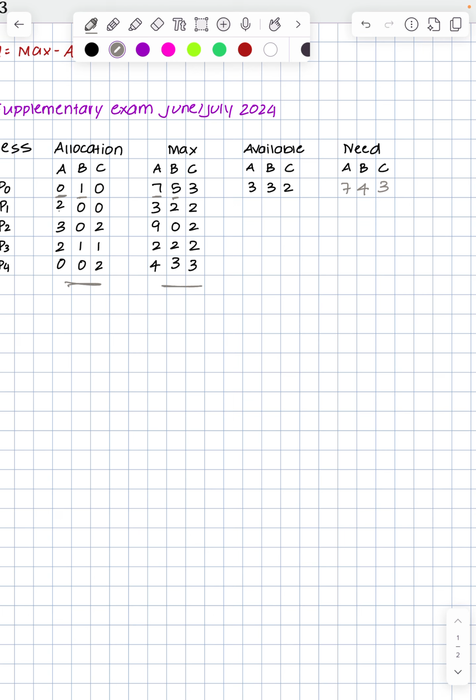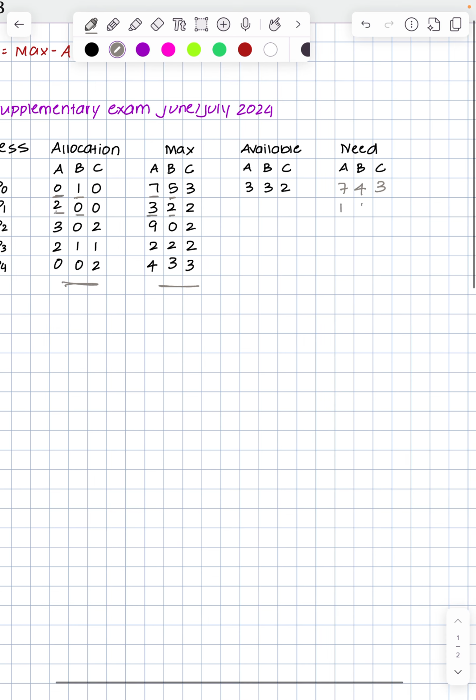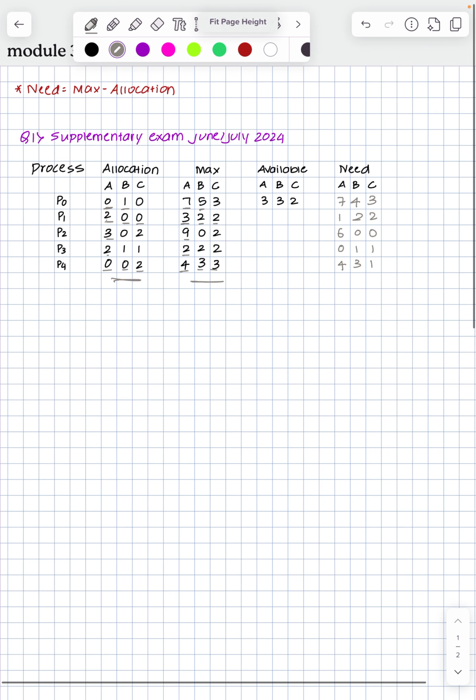Now let's go. 3 minus 2 is 1. 2 minus 0 is 2. 2 minus 0 is 2 again. 9 minus 3 is 6. 0 minus 0 is 0. 2 minus 2 is 0. 2 minus 2 is 0. 2 minus 1 is 1. 2 minus 1 is 1. 4 minus 0 is 4. 3 minus 0 is 3. 3 minus 2 is 1. So this is how you calculate the need matrix. This is very easy. And then we also have to calculate the safe sequence.